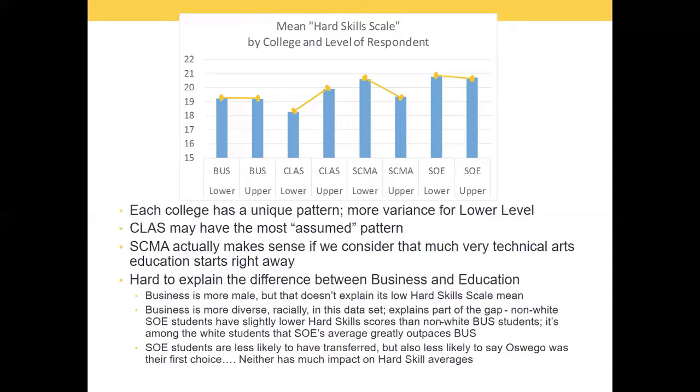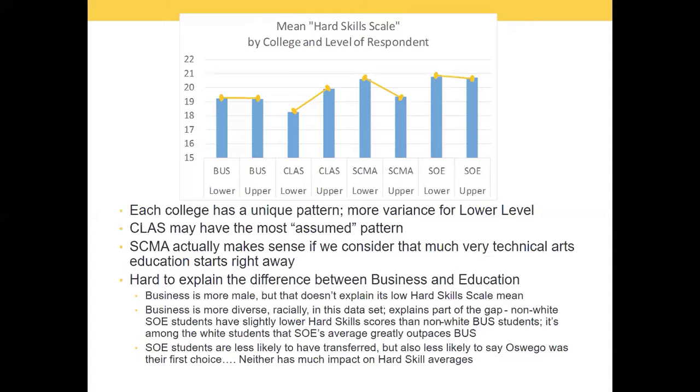Well, let me describe the graph a little bit. So this is the average of the hard skills scale. Remember, the overall average is about 20. I've just scaled it from 15 to 22 because all the averages are really, really high. And if we went all the way down to 1 or 5, which would be the lowest, we wouldn't be able to really see much of these differences.